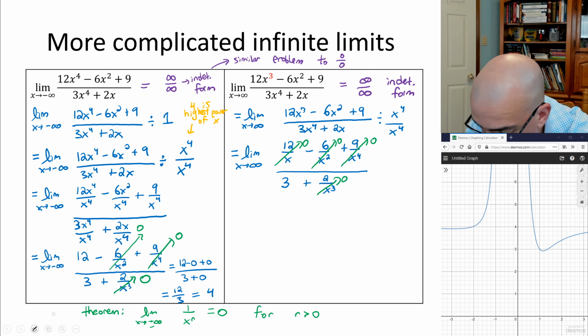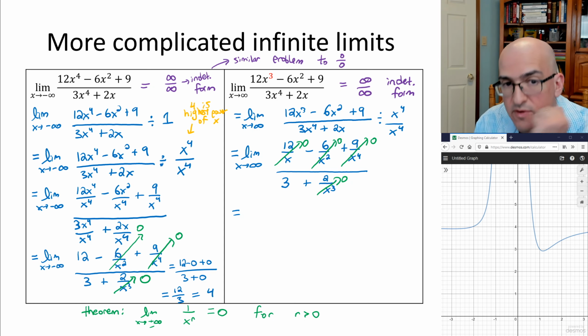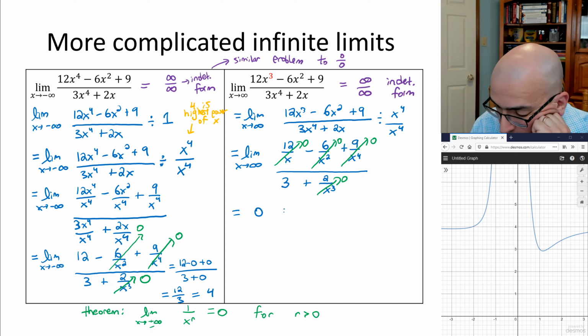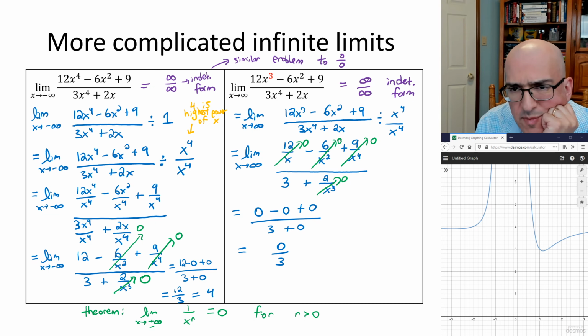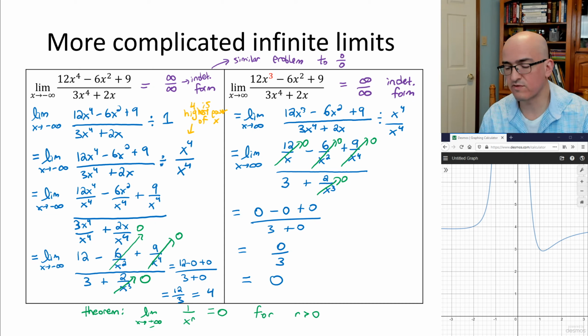And then I'll write that all out. We can drop the limit since we just got rid of all the x stuff. So we have 0 minus 0 plus 0 over 3 plus 0. That's 0 divided by 3. So 0 pizzas shared among 3 best friends. Each person gets 0 pizza. 0 divided by 3, 0. And that's the value of the limit.